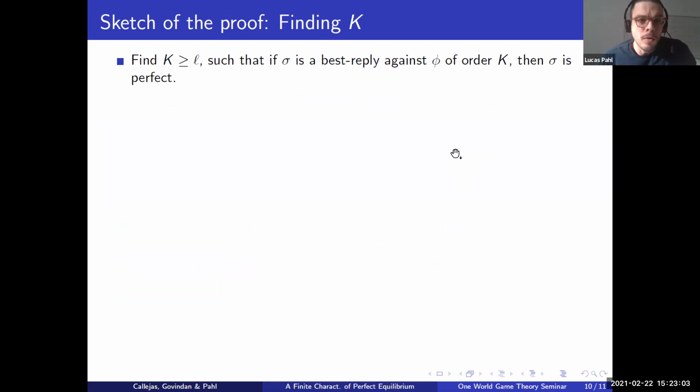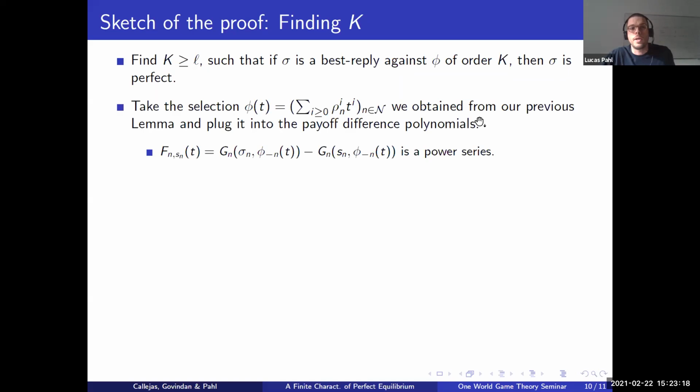All right, so how do we go about finding K? So we recall we want to find K weakly larger than L such that if sigma is the best reply against phi of order K, then sigma is perfect, okay? So we're going to take that selection phi that we obtained from our lemma, and we're going to plug it into the payoff of these different polynomials here, right?